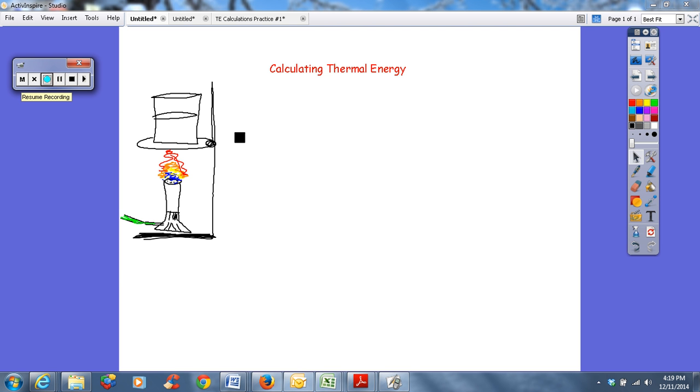Alright, so imagine that you're in a lab and you are heating up some water, but you don't just want to heat up the water, you would like to heat up a piece of metal. So you put the metal in the water, and we want to figure out how much energy that metal is able to transfer. It gets heated up pretty well, and after a while we take it out, and we put it into a beaker that has just room temperature water.